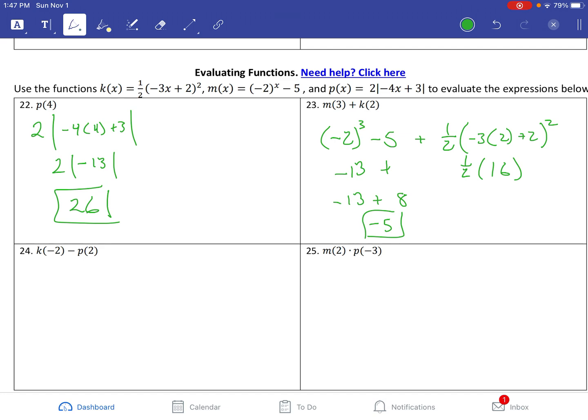Okay, so for this part, you have to do the inside part first. So this is step 1. Then you have to square it, which is step 2. And then you can multiply it by the 1/2, which is the third step.